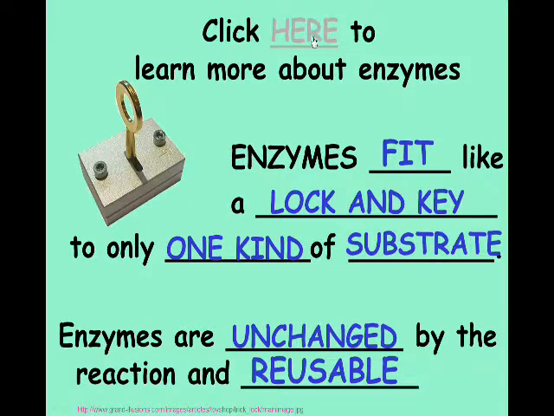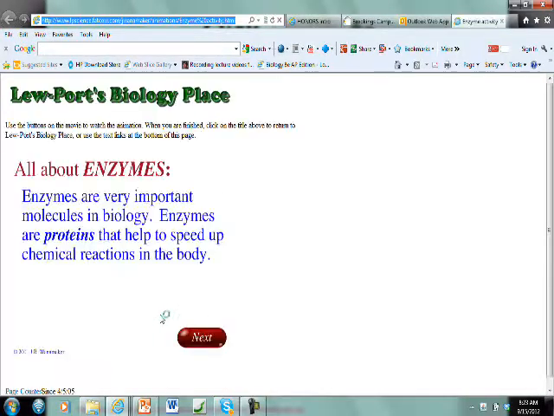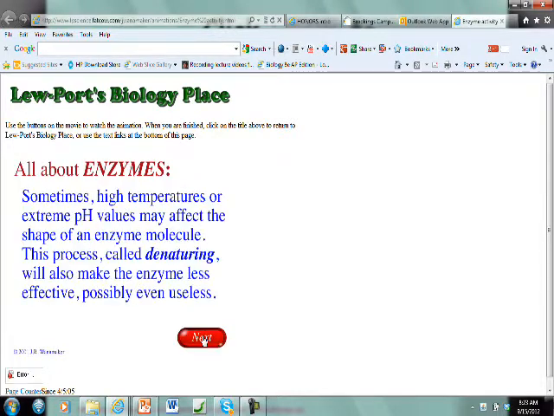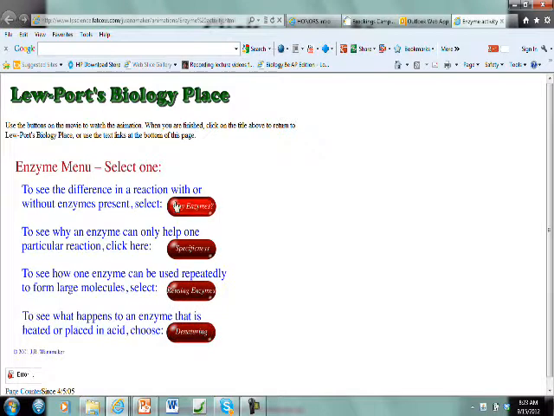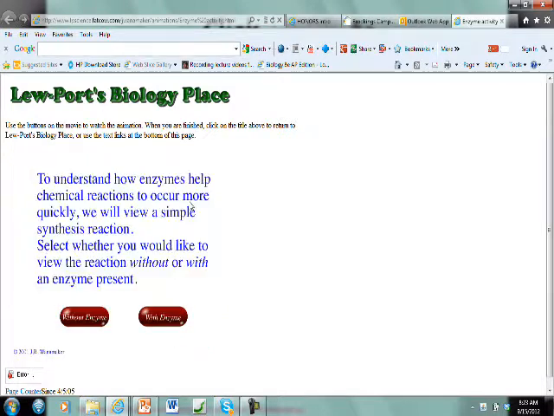We're going to watch some little animations to see how that works. And we're going to look at why we need enzymes in the first place, how they help, and then we're going to look at some things that can affect how enzymes work and also what happens when they don't work.